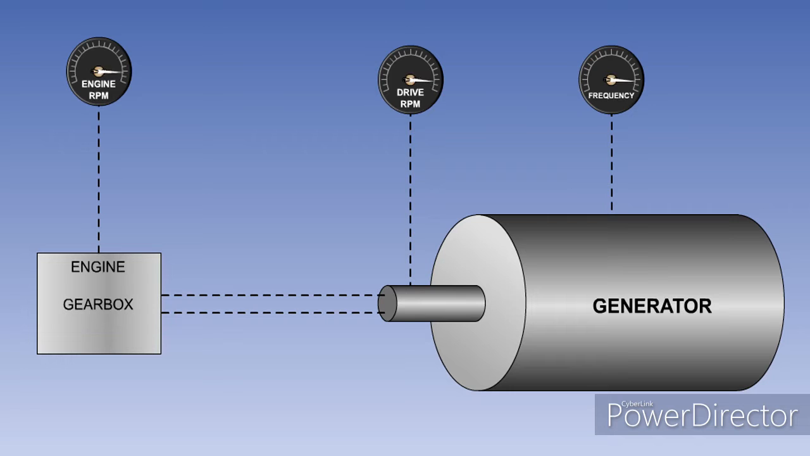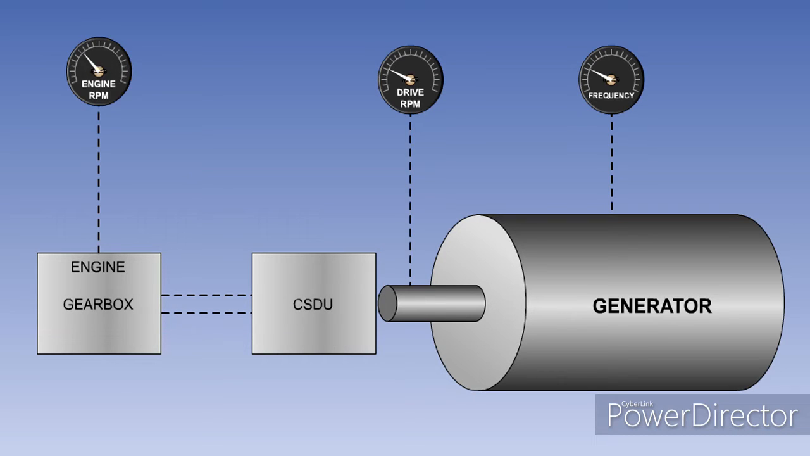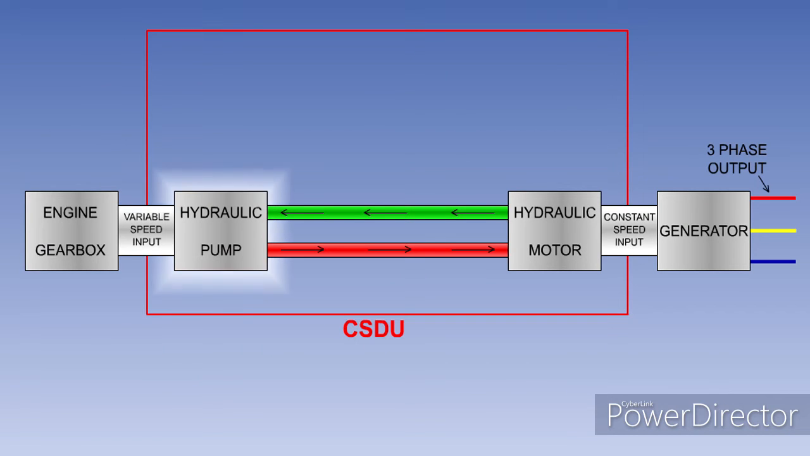Driving the engine at a constant speed is not usually a practical proposition, so a device is required to keep the speed of the alternator constant, irrespective of the engine speed. The component used to do this is known as a constant speed drive unit, or CSDU. This is often shortened to CSD. The CSDU consists of an engine-driven hydraulic pump, the output of which drives a hydraulic motor, which in turn drives the AC generator. Hydraulic pumps and motors are fully explained in the hydraulic systems lessons.